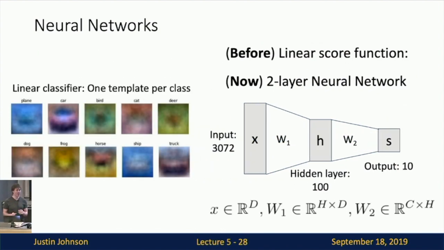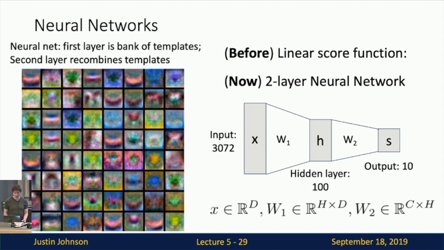So one way that we can think about this neural network-based classifier is in contrast to a linear classifier. As we'll recall, the linear classifier we interpreted as learning one template per class, and then the scores were the inner product between each of our learned templates and the input image that somehow said how much our input image matches each of the templates.